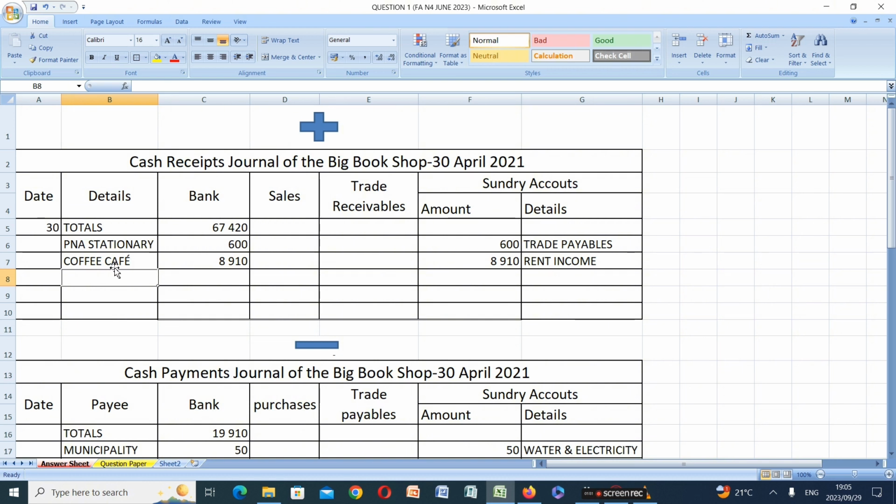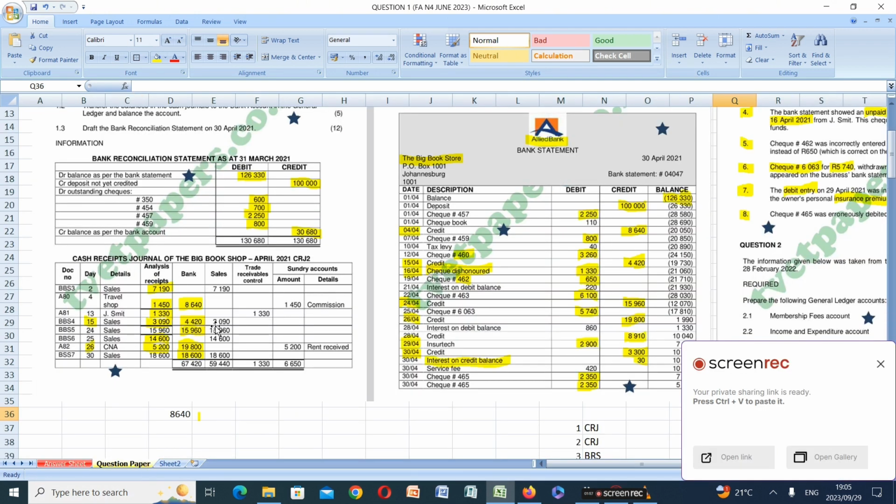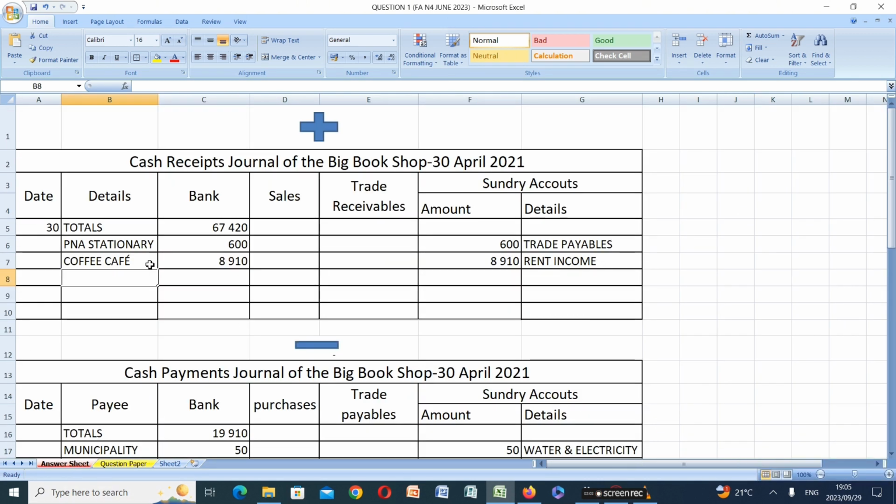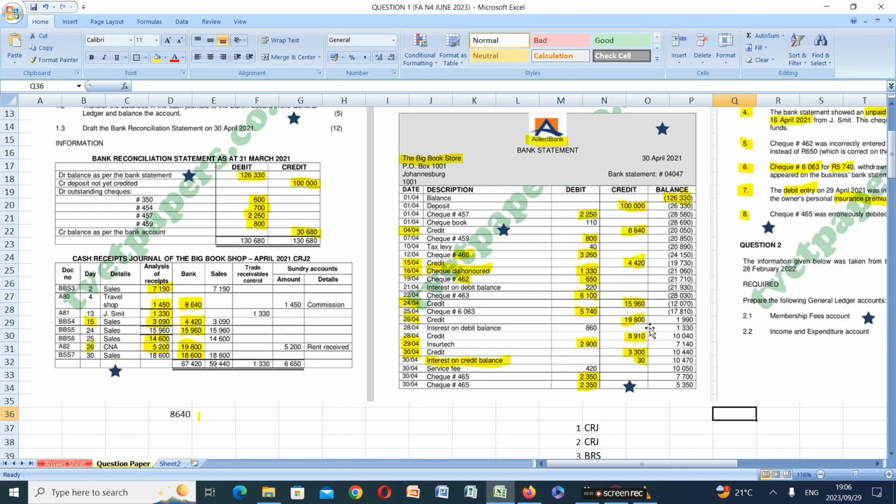Details, they told us, it's Allied Bank, if I'm not mistaken. Yes, we can see the name of the bank here, Allied Bank. So we're going to write Allied Bank. The amount is 30 rands, and then sundry accounts as 30, and the account is interest income, or interest received. Either way you can say income or received. So we are done with that amount.